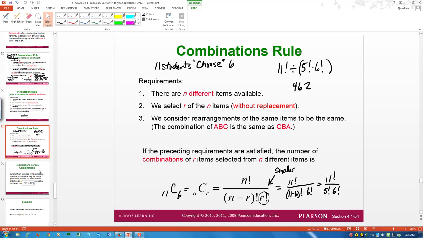All right. The requirements for using combinations are extremely similar to the requirements for a permutation. We have n different items. We have r of n of them that we're selecting without replacement, meaning there's no repetition. Like, I'm not going to select one student twice and give them double bonus points. That's not going to happen. We consider rearrangements of the same items to be the same. So for combinations, ABC is the same outcome as CBA. Again, the students don't care if I pick them first or last as long as they get the bonus points.